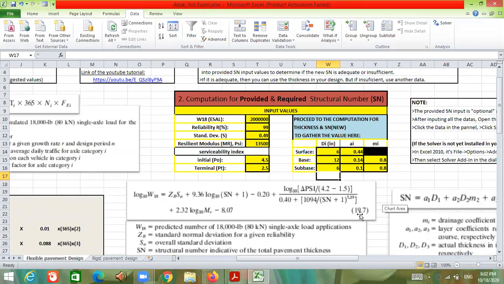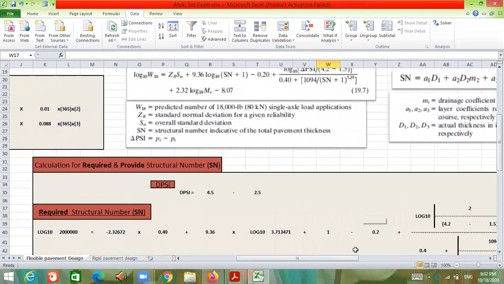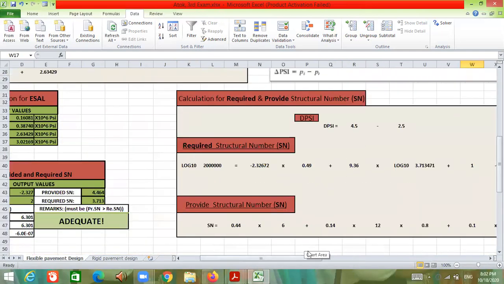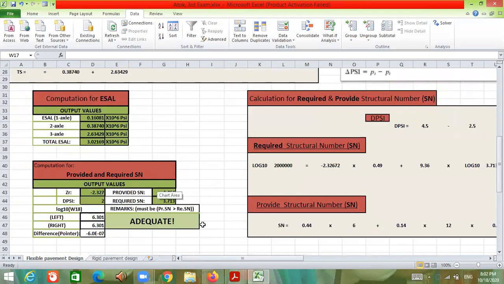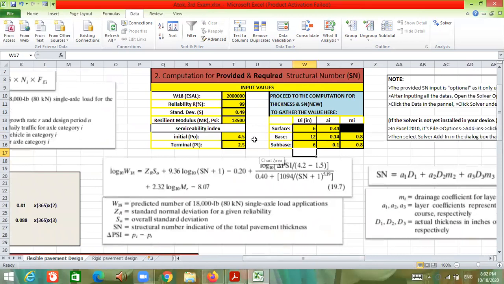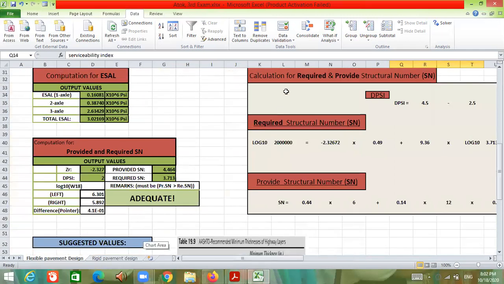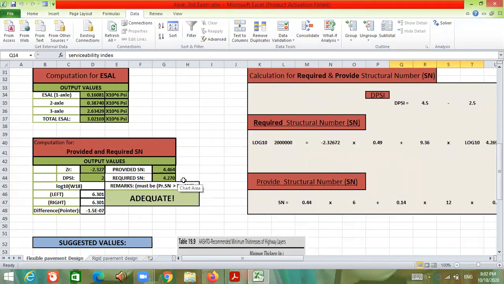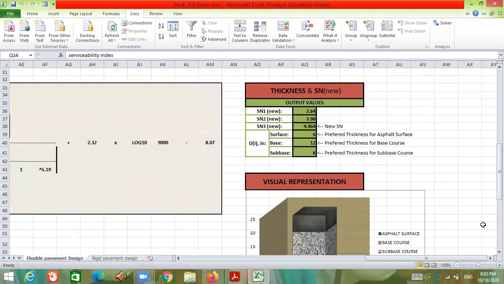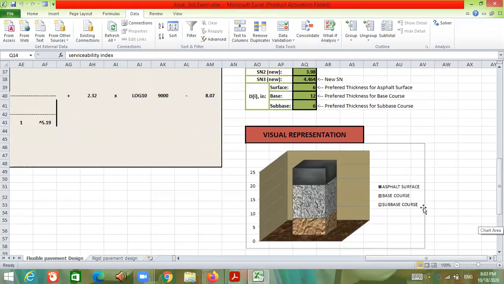And these values will be calculated using the formula given here. And we got the value of 4.464 in terms of our provided structural number. By the way, you are going to change also the resilient modulus to the original value of 9,000 to test if it is adequate or not. And here, shift solve again, we got the value of 4.270. And since the value of our provided structural number is greater than the value for our required structural number, we could say that it is adequate enough to carry, and it is okay to be used in our pavement design.